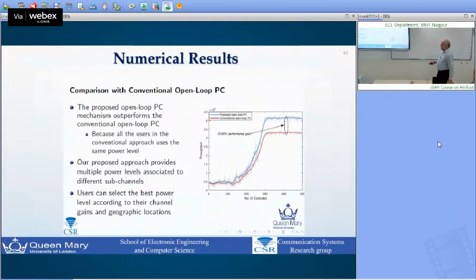So this is the second scenario that we considered. The first scenario was only grant-free. The second scenario, semi-grant-free. Now the third scenario, the question is: sometimes two grant-free devices select the same power level.